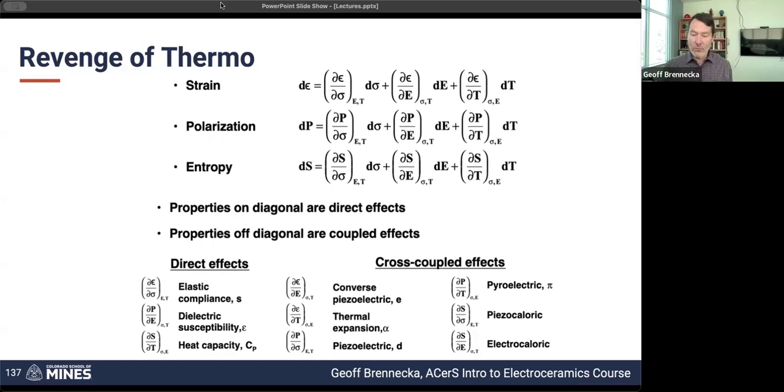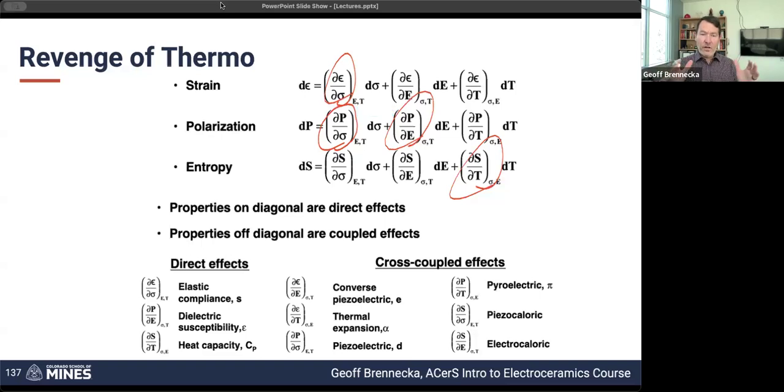So while the equations look ugly, the parameters themselves are things that we're already familiar with. So this strain with stress, that's just compliance. This change in polarization with field, that's just permittivity. This is the heat capacity that we just talked about. And then the cross-coupled examples are, let's see, changing polarization with stress.